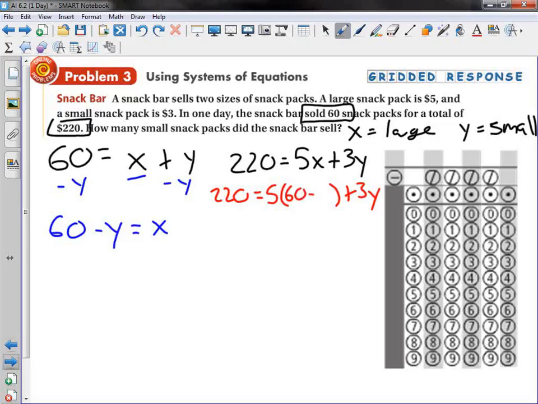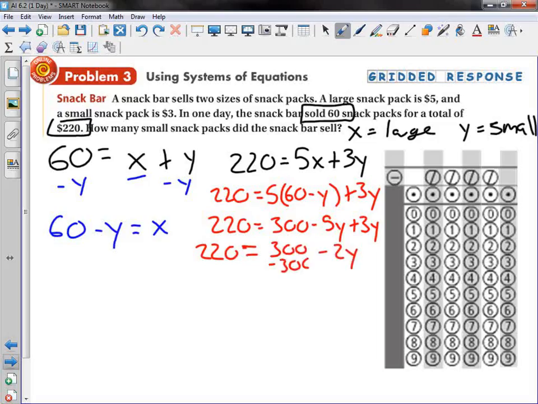60 minus y. Inside we get 220 is equal to 300 minus 5y plus 3y. Time to combine like terms, which gives me negative 2y. Minus 300 from both sides, I'm at negative 80 is equal to negative 2y. When I divide by negative 2, I get 40 is y. Okay? So 40 is y, which means 40 is my small snack pack. So I sold 40 small snack packs.